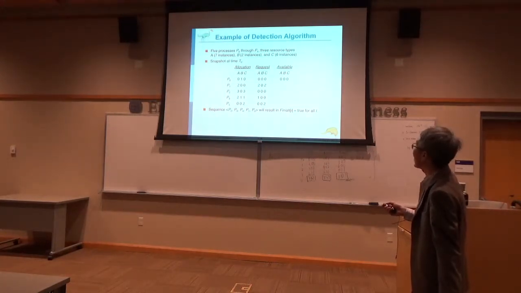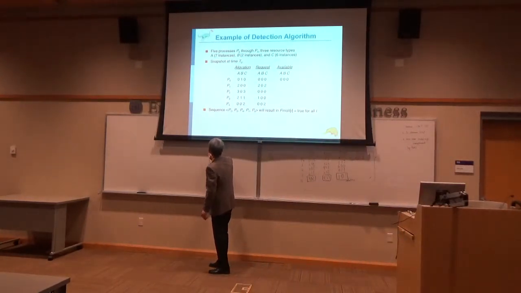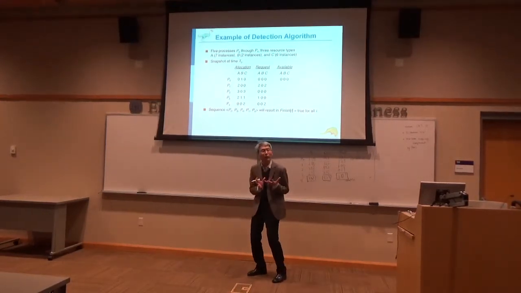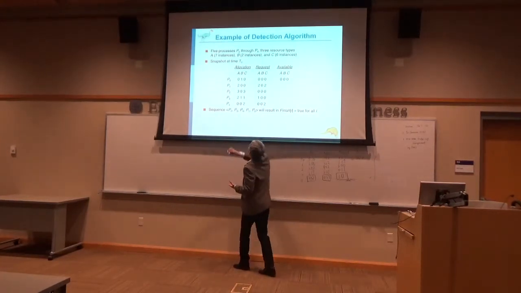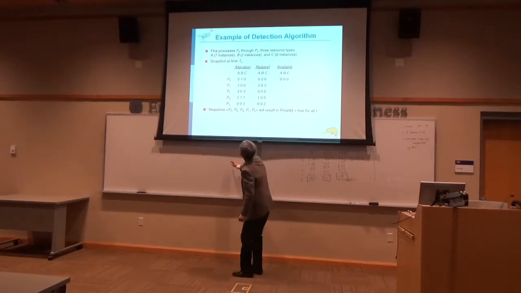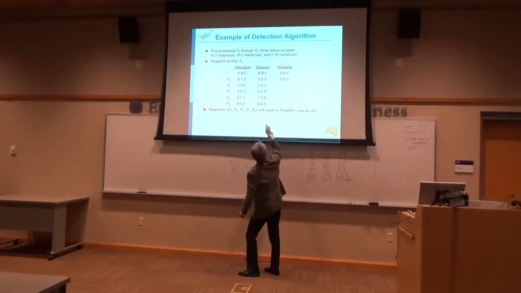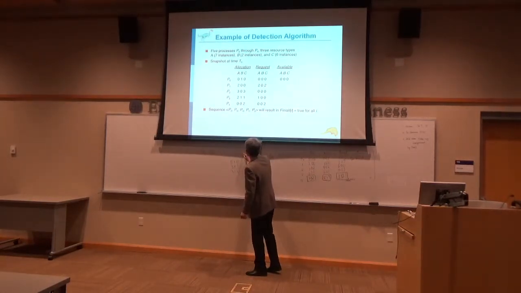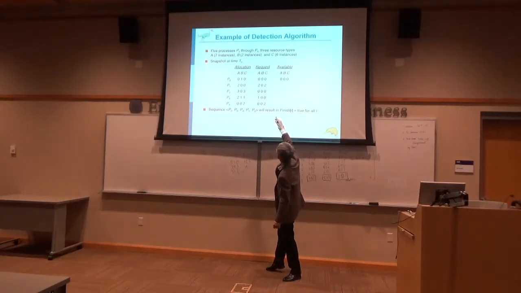So P0 and P2 can eventually be terminated. What happens when they terminate? When they are done, they will return the allocated resources. So the allocation of P0, 0, 1, 0, and P2, 3, 0, 3, total 3, 1, 3, will be added to the available. That is 3, 1, 3 available. Okay?